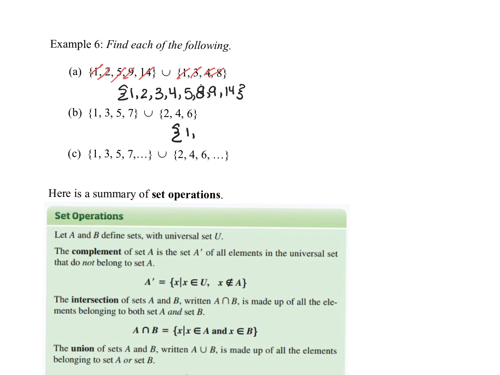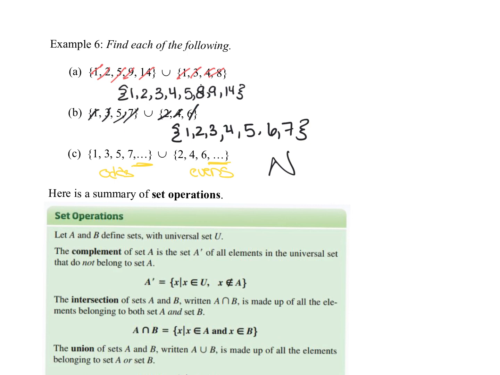Let's try again. So I have 1, 2, 3, 4, 5, 6, 7. There's my union. Okay, last one. On this one, it's a little bit different. This goes on forever, and this goes on forever. These ones are the odds, and these ones are the evens. And it goes 1, 2, 3, 4, 5, 6, 7, 8, 9, 10, 11, 12. Those are a very special set of numbers. That is known as N, the natural numbers, the counting numbers.